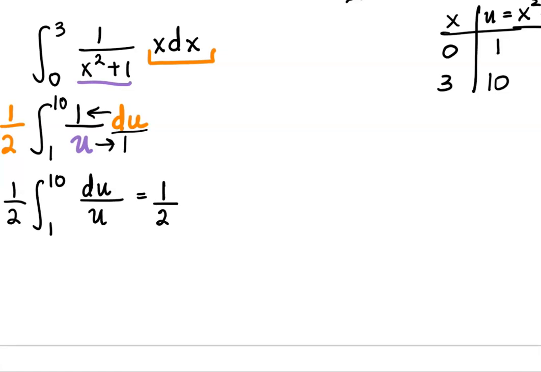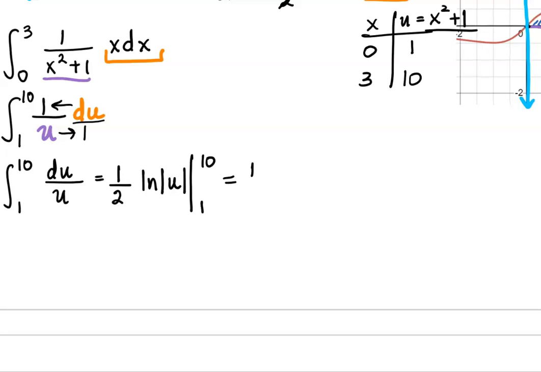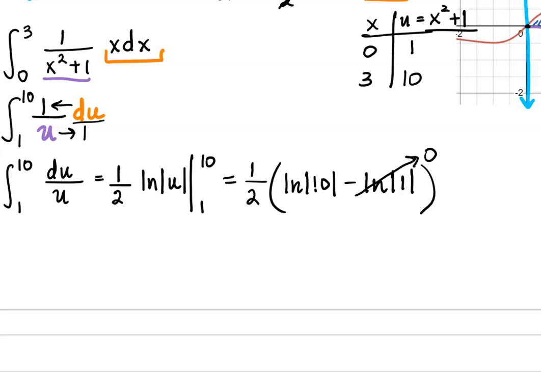So we have 1/2, I'm going to integrate now. The integral is the natural log of the absolute value of u, and then that needs to be evaluated from 1 to 10. So I'm going to keep the 1/2 out in front, and I'm going to open up parentheses and apply the fundamental theorem of calculus, which tells us to plug in the upper limit first, which is 10, to subtract, and then plug in the lower limit, which is 1. Natural log of 1 is 0. Any log with a 1 on the inside is going to be 0. So we are left with 1/2 natural log the absolute value of 10, and we don't need the absolute value because 10's absolute value is just 10. So we are left with 1/2 natural log of 10.